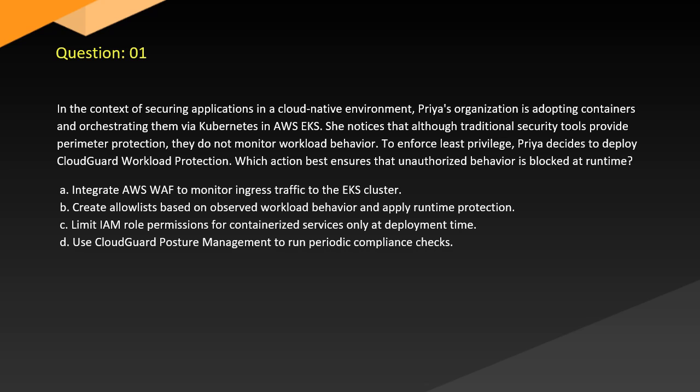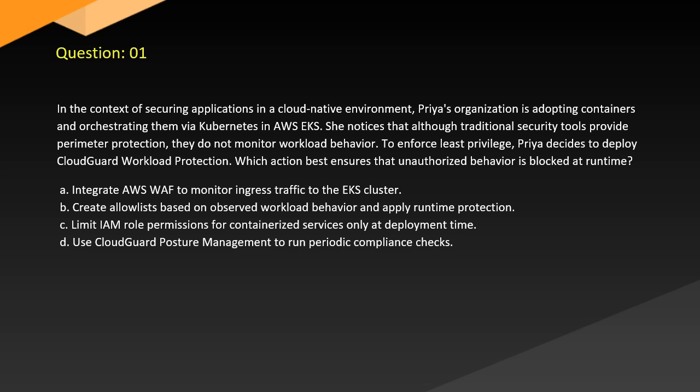Question 1. In the context of securing applications in a cloud-native environment, Priya's organization is adopting containers and orchestrating them via Kubernetes in AWS. She notices that although traditional security tools provide perimeter protection, they do not monitor workload behavior. To enforce least privilege, Priya decides to deploy CloudGuard Workload Protection. Which action best ensures that unauthorized behavior is blocked at runtime?